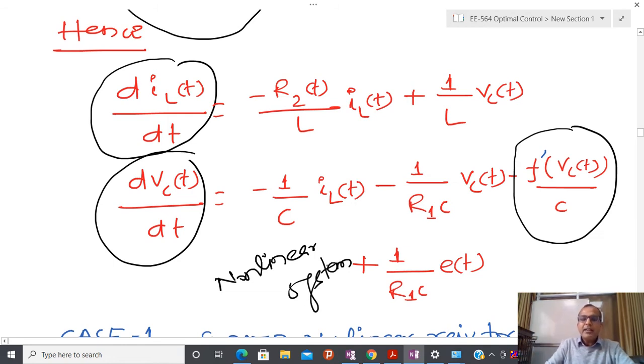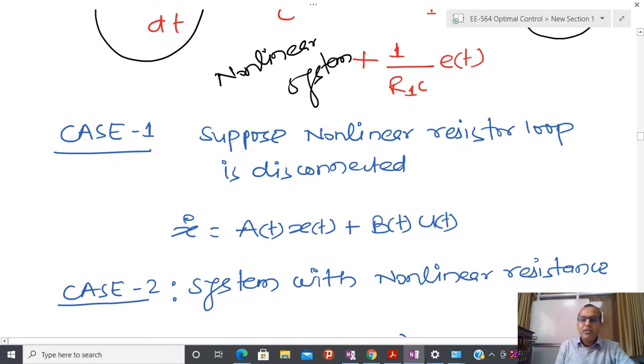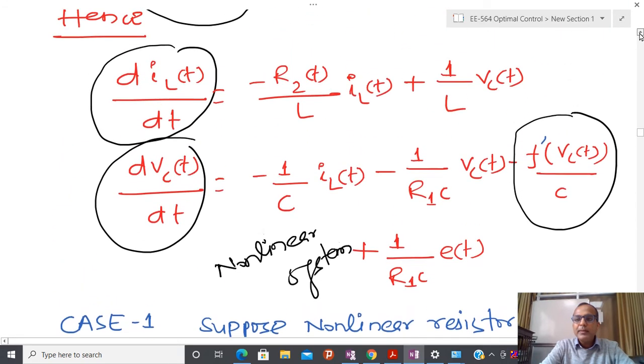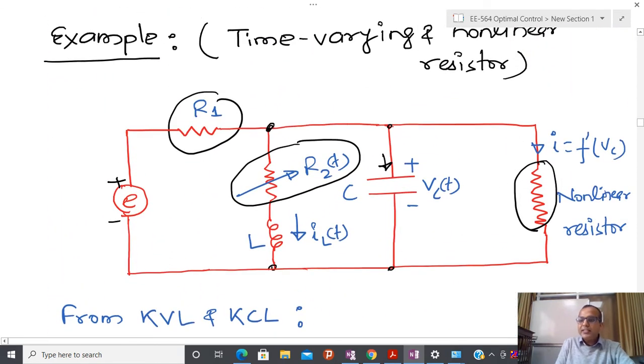So I have a generalization, and if you try to capture this generalization, then I am able to write different sets of equations. Suppose the first case. In the first case, what I am going to do is disconnect the nonlinear resistor part. It means that I am going to remove it from the circuit. I am going to remove this particular element. After that you again have a second order model, and you can see that you have one time varying term here.